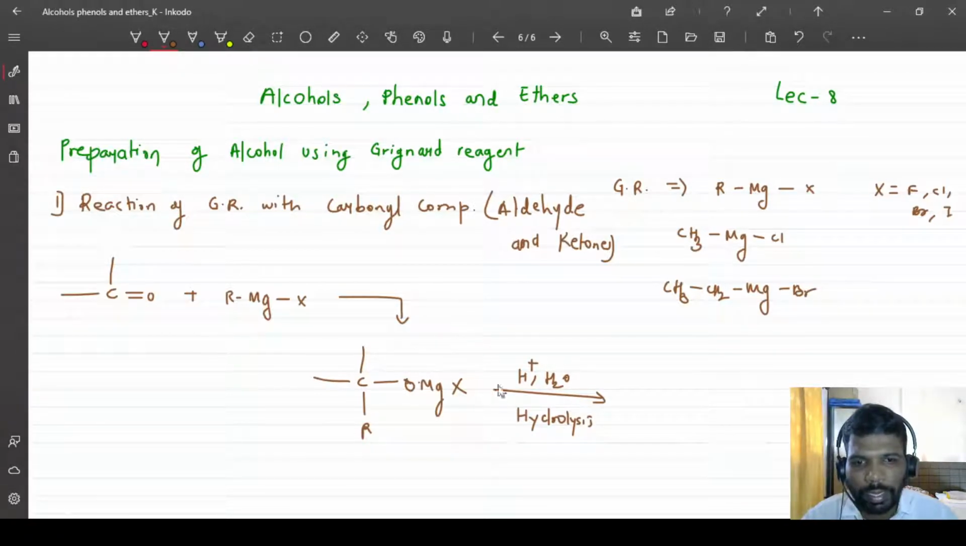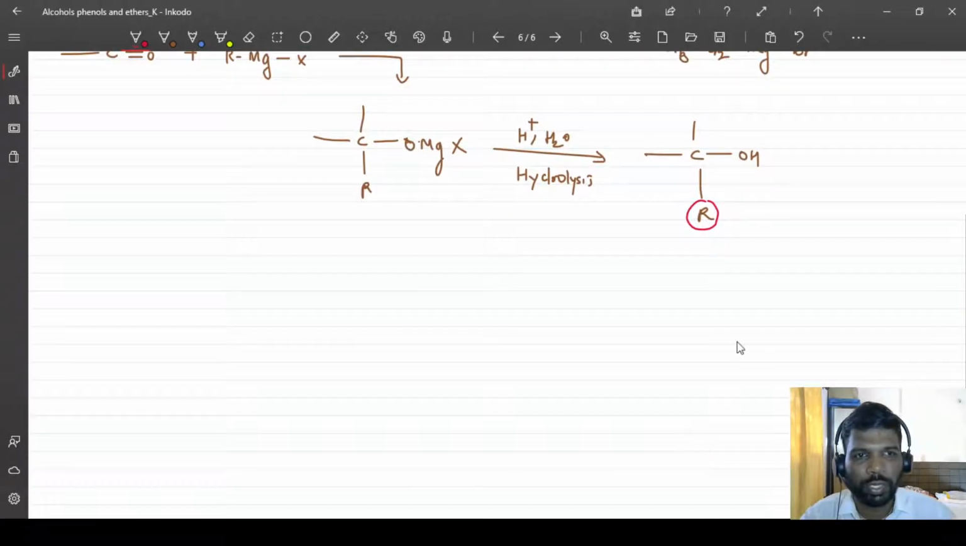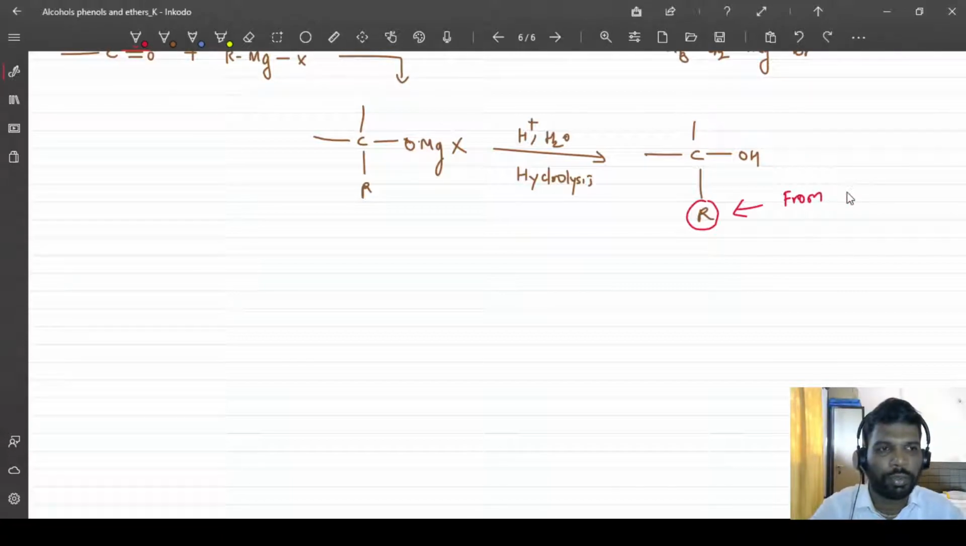So what I get is ROH. Now this R which is attached over here is from the Grignard reagent.